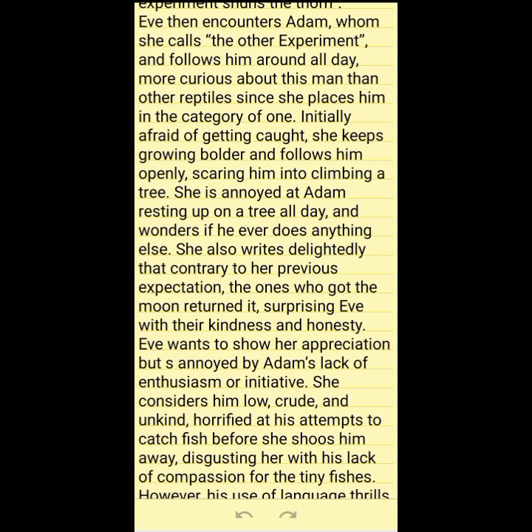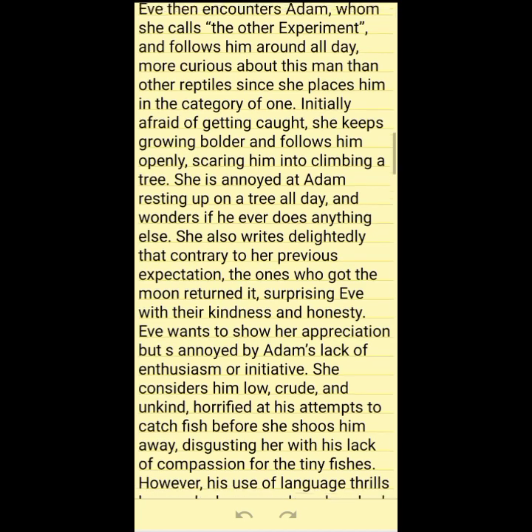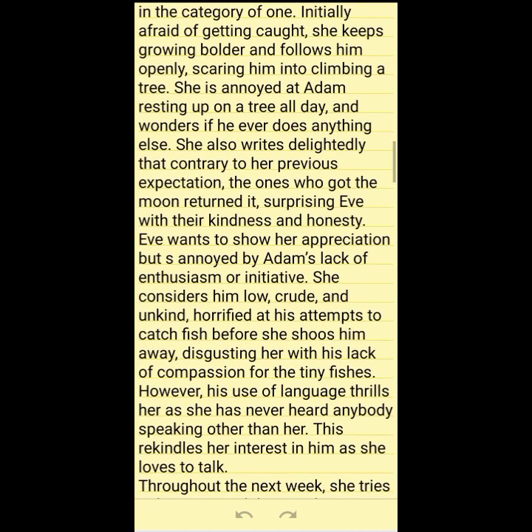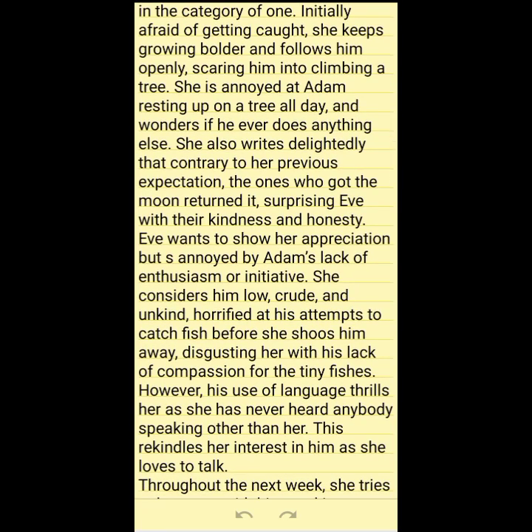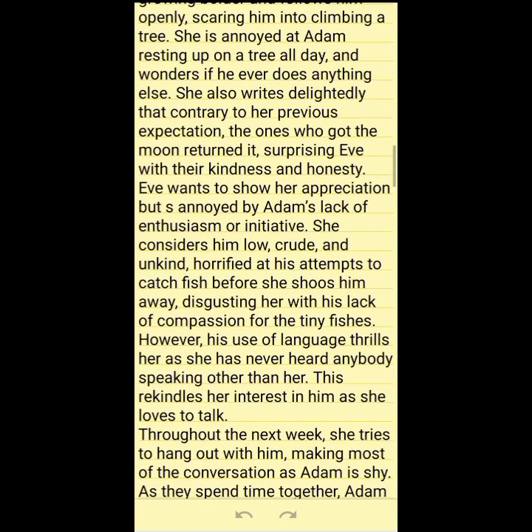Okay, so she is so attracted toward that reptile. Initially, she is afraid of getting caught. She keeps growing bolder and follows him openly. So, Eve is following Adam, observing him climbing a tree. She is annoyed at Adam resting upon a tree all day, as Adam is always on the trees, climbing, eating, everything. So, she is annoyed at him and wonders if he ever does anything else.